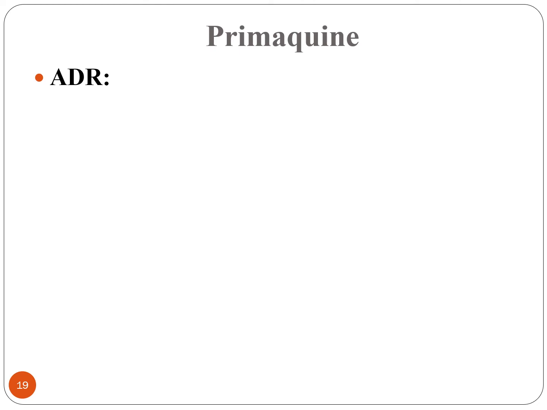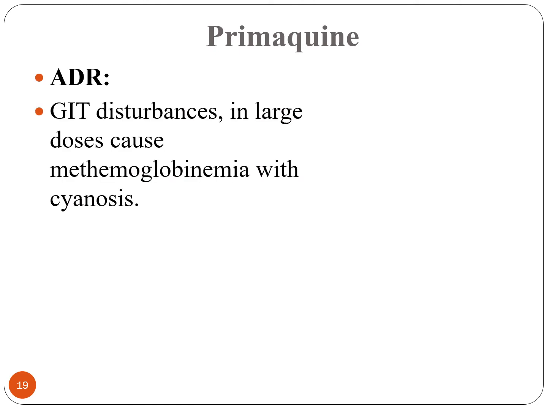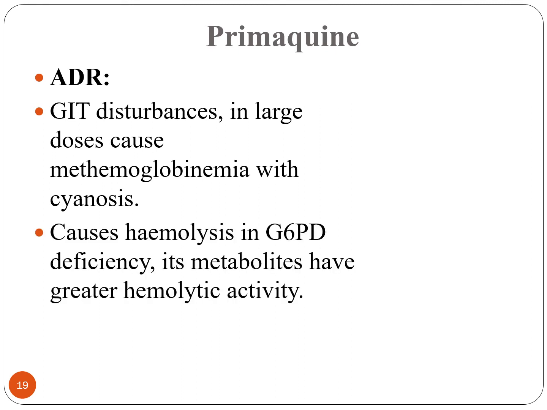The adverse drug reactions for primaquine include GIT disturbances. In large doses it can cause methemoglobinemia with cyanosis. Also, primaquine can cause hemolysis in patients with glucose 6-phosphate dehydrogenase deficiency. Its metabolites have greater hemolytic activity.